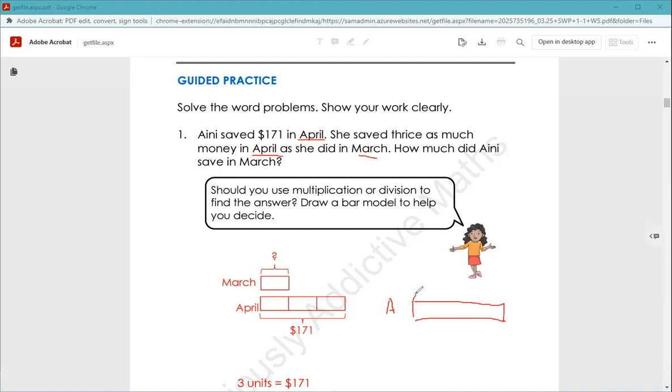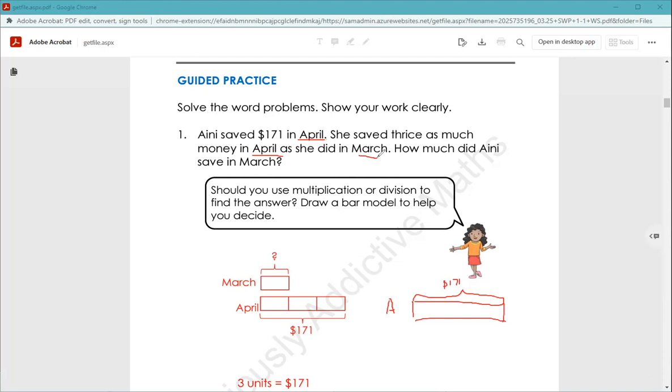Okay, so I can do it this way. It doesn't matter, the orientation, as long as they get it right. So they need to write 171 here. Remember to ask them to write the unit, so that at the end of the day when they write the answer, they need to write the unit of measurement as well. So that's the first sentence. Get them to check. Aini saved $171 in April. Is this $171 in April? Yes, it is.